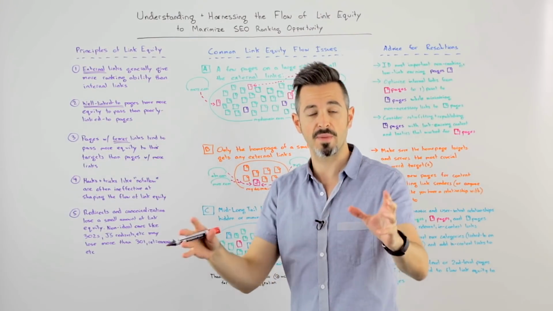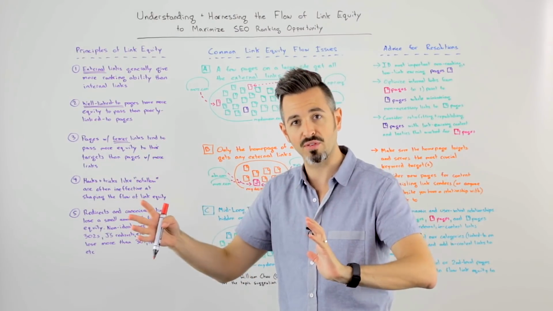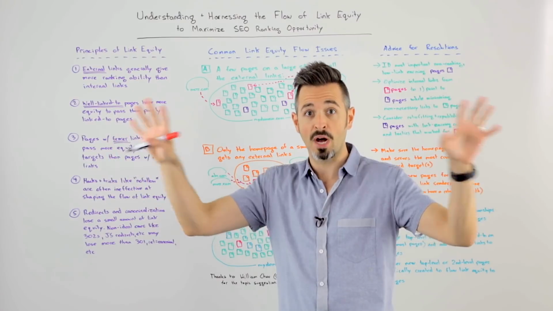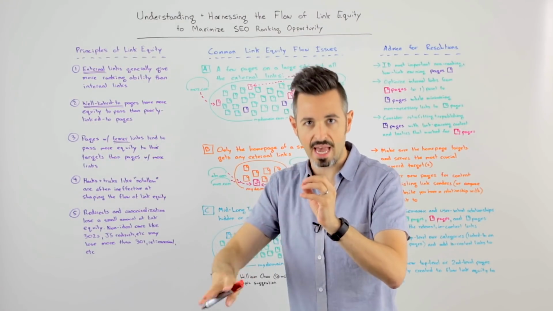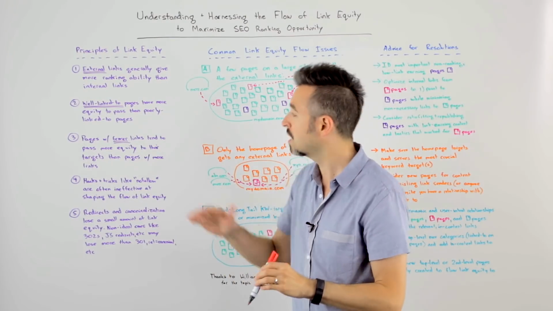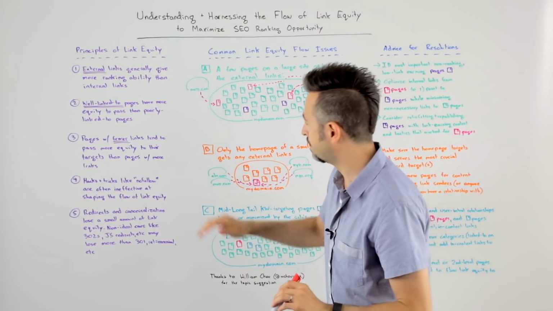Number two, well linked to pages, both internal and external, pass more link equity than those that are poorly linked to. I think this makes intuitive sense to all of us who've understood the concept of PageRank over the years. Basically, if a page accrues many links, especially from other important pages, that page's ability to pass its link equity to other pages, to give a boost in ranking ability, is stronger than if a page is very poorly linked to or not linked to at all.